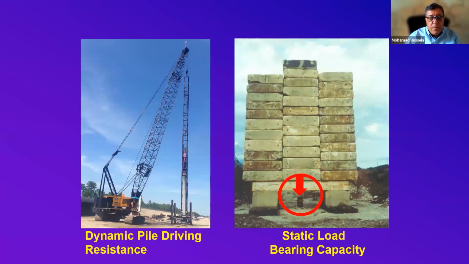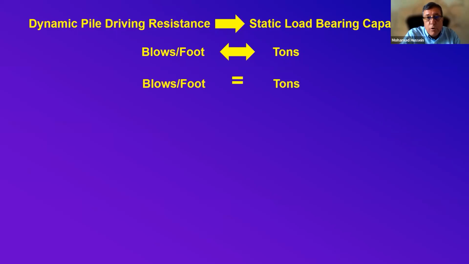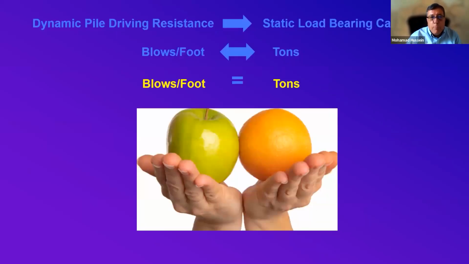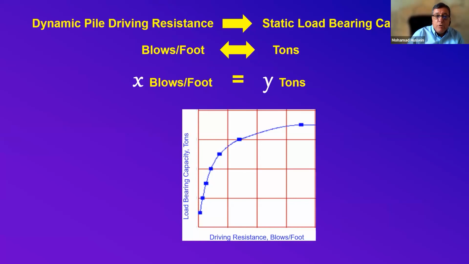Basically, going from the dynamic pile driving resistance during installation to the actual static load-bearing capacity of the pile. So that relationship we usually imply from blows per foot of driving to tons of load-bearing capacity. Of course, that sort of looks like comparing apples and oranges, because blows per foot have no relationship with tons, at least as far as units are concerned. But we're going to try to find that relationship because it's important to do that for a variety of reasons.